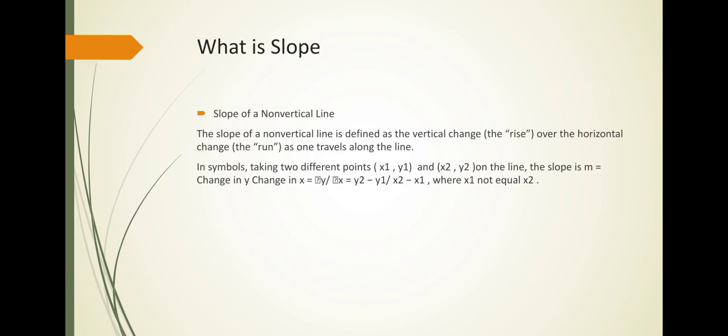So first of all, what is slope? Slope is basically the change between 2 points on the line. Slope is equal to change in y over change in x, which is delta y over delta x, and we can write this change as y2 minus y1 over x2 minus x1, where x1 does not equal x2, because if they are equal then the slope becomes undefined.